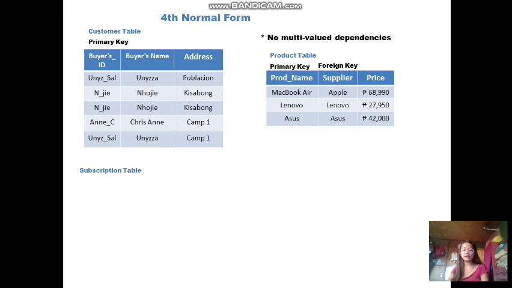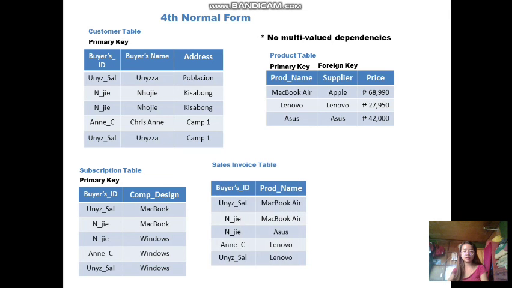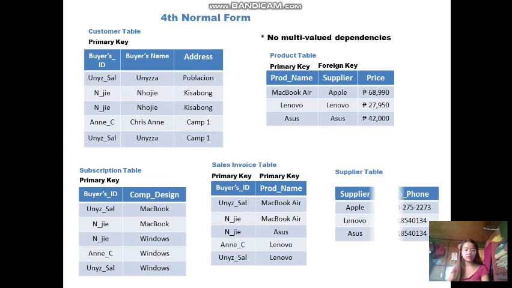Then also here is the subscription table. This one has the buyer's ID and the computer design. Then it also has a primary key. Then the fourth table is the sales invoice table, which has the buyer's ID and the product name. It also has a primary key. This table has two primary keys. Then the fifth one is the supplier table, with the supplier and supplier phone. It still has a primary key.